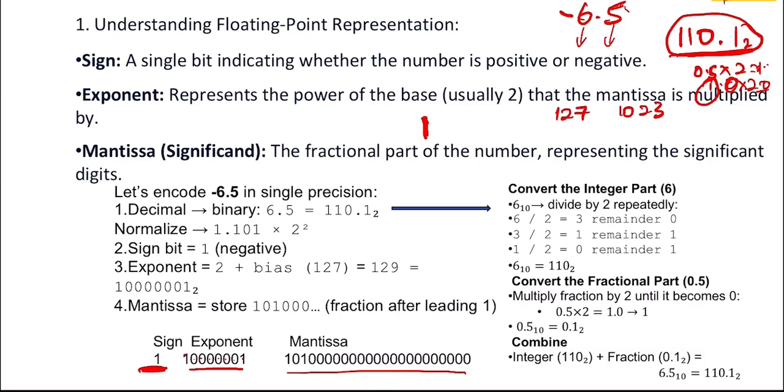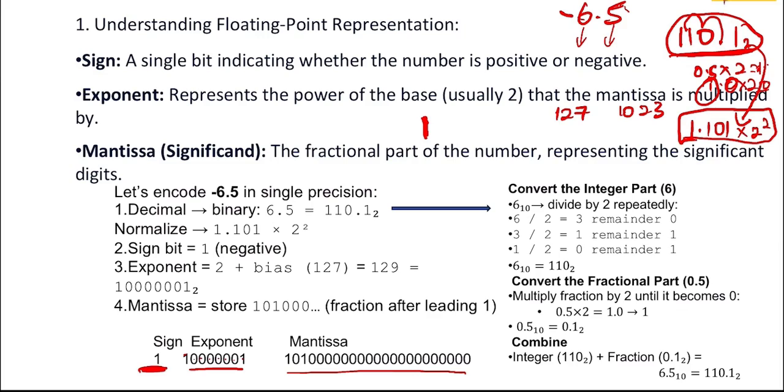We need to normalize it. We need to put it into the normal form, which is 1 point something, right? So this one is going to be 1.101 times 2 to the power 2, because we moved 2 places, right? So now this is the normalized form of negative 6.5 in binary.